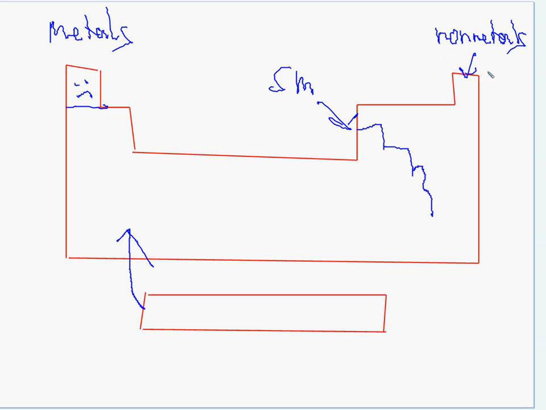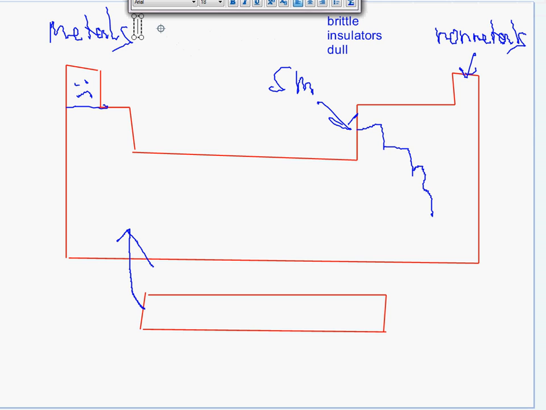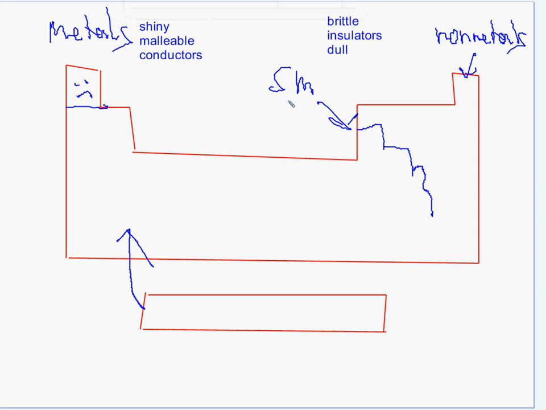Remember, nonmetals are brittle. What else? They're insulators. They're dull. Metals are shiny. They're basically the opposites, right? They're malleable, or they're not insulators. What's the opposite of insulators? They're conductors. That's right. And then semimetals are just like in between.